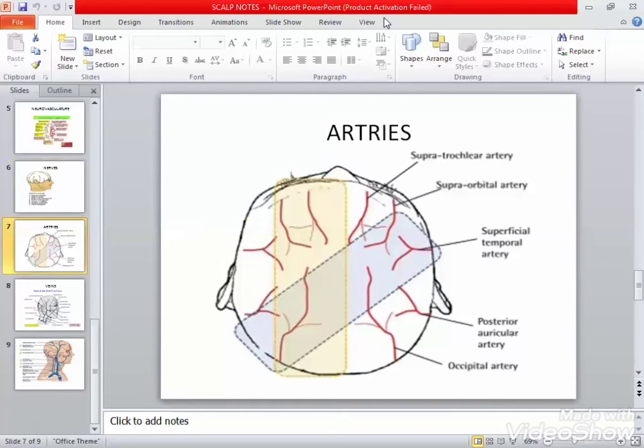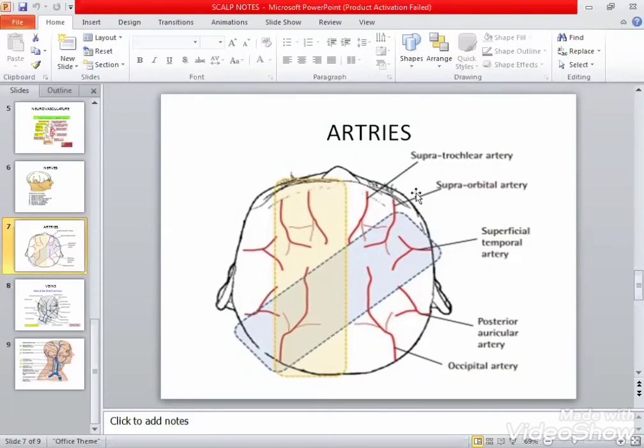Let's see the arteries. The supratrochlear artery, supraorbital artery, superficial temporal artery, posterior auricular artery, and the occipital artery. Let's see here. Before this ear, there are 3 arteries, while after that there are 2 arteries. You can easily remember in this manner: supratrochlear, supraorbital, and the superficial temporal.